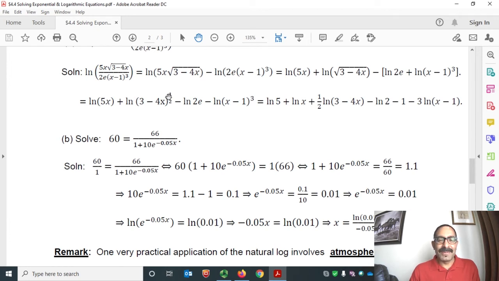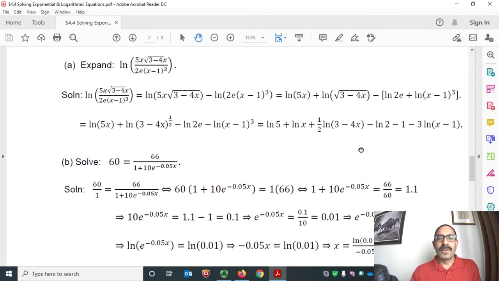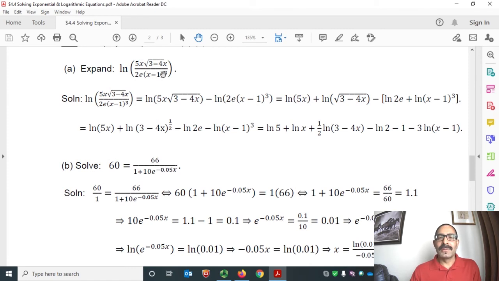Then in the next step, I can take this power as a coefficient, so 1/2 times ln of (3 minus 4x). Keep in mind, I cannot distribute ln inside, okay? And ln of 2 minus ln of e, which is 1, and bring this 3 as a coefficient, so 3 times ln of (x minus 1). This is the simplest form of these given log functions. I hope this makes sense to you all.